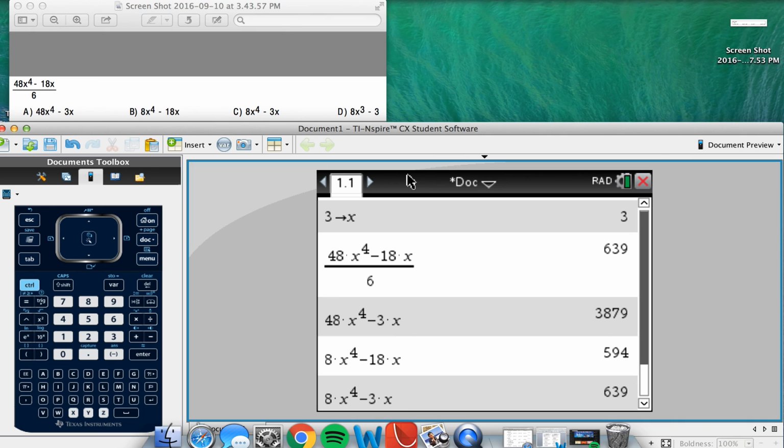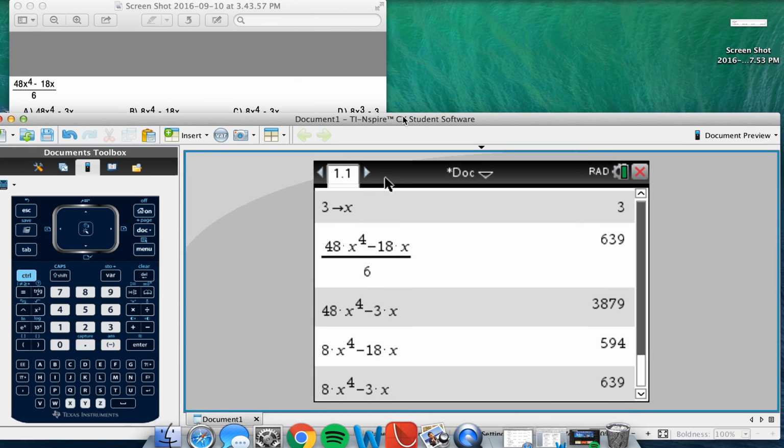Okay, so same idea, a couple new little tricks that you guys have learned on the calculator, but you're going to answer these pretty much the same way as what we were doing on Friday. Just don't forget to store your variable.